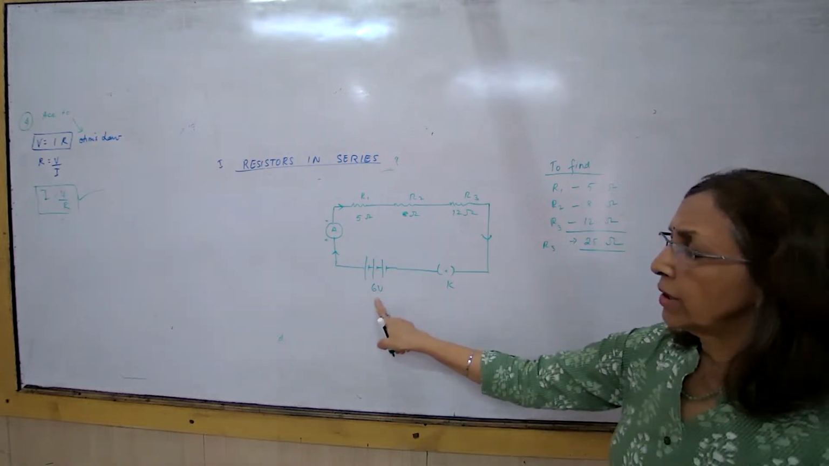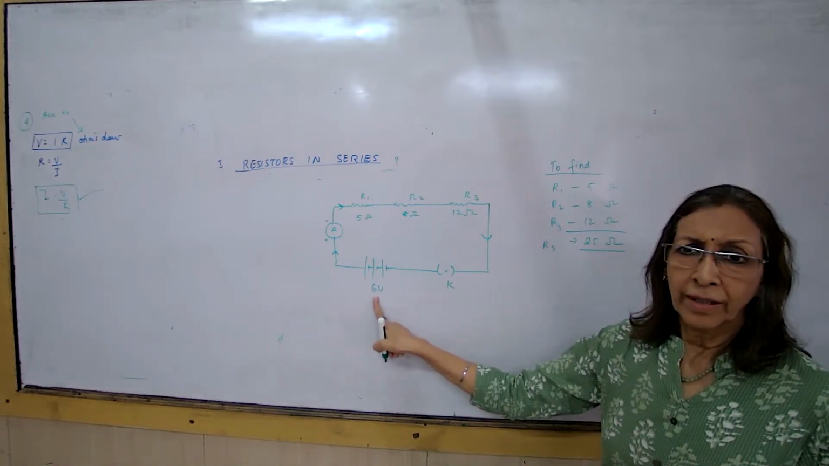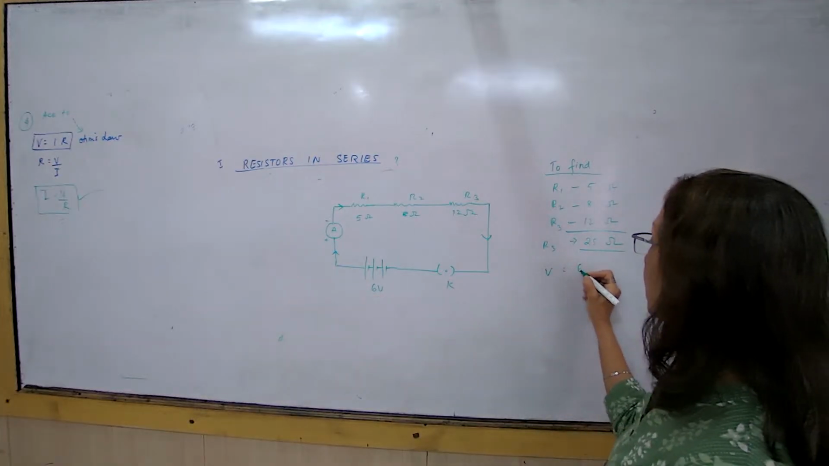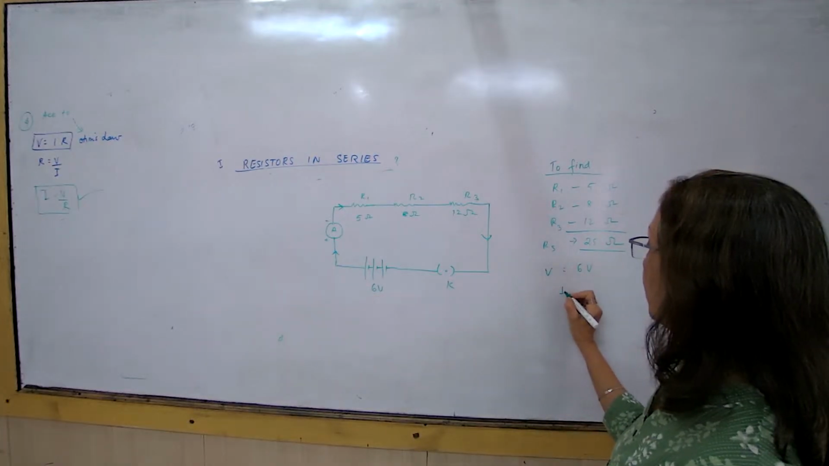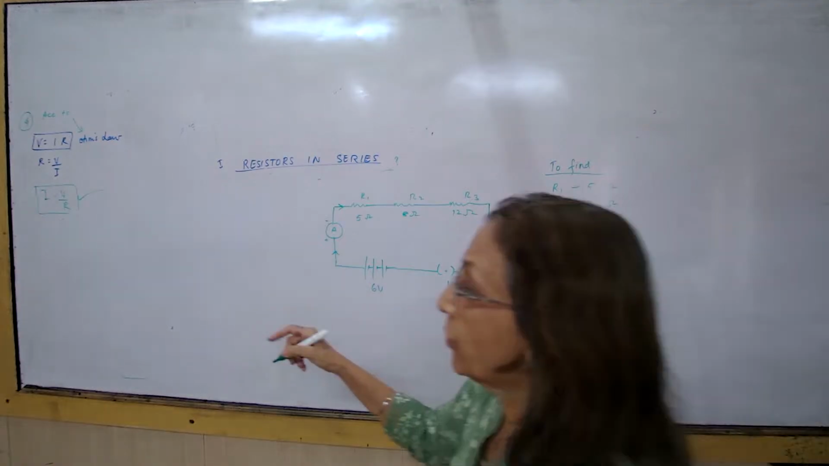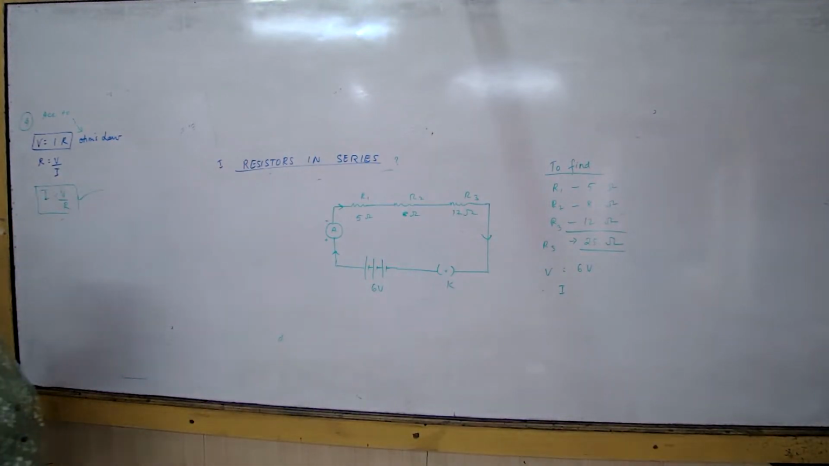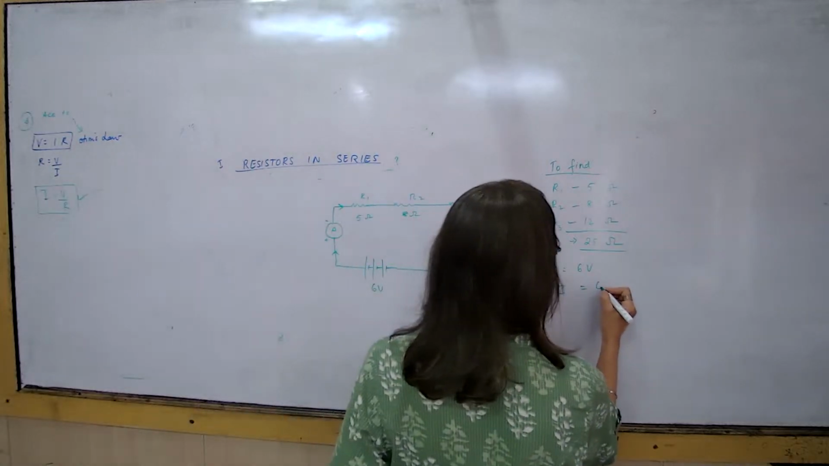Okay, do I know this? I know V. V is 6 volt. Therefore, can I find I? I can find I by using Ohm's law. I is equal to V upon R, so 6 upon 25.